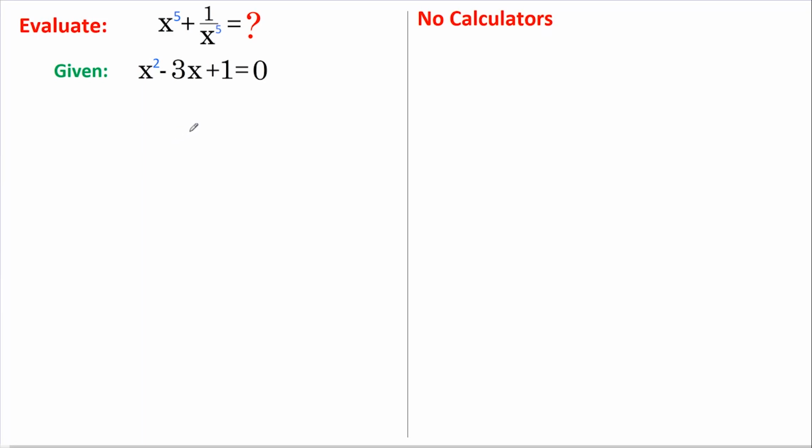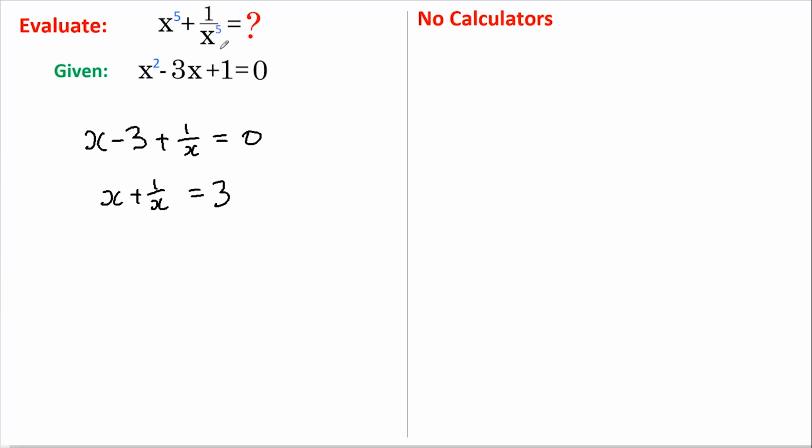Well, you're about to discover that x plus 1 over x raised to various powers has an interesting property. So I'm going to start by dividing this equation by x. That gives us x minus 3 plus 1 over x equals 0. And taking the 3 across to the right hand side gives us x plus 1 over x equals 3.